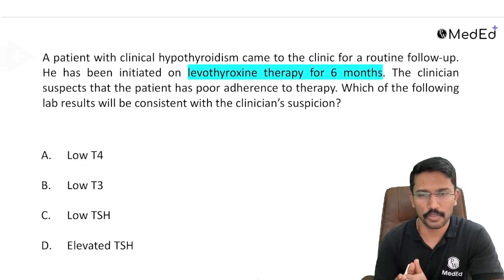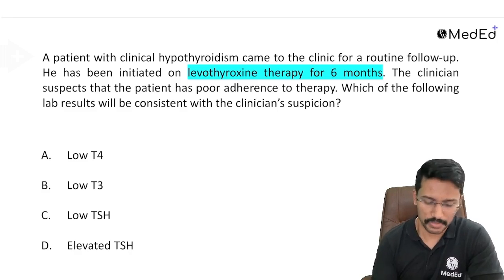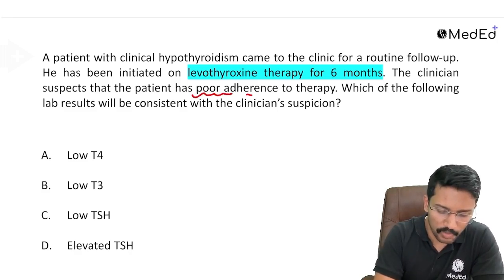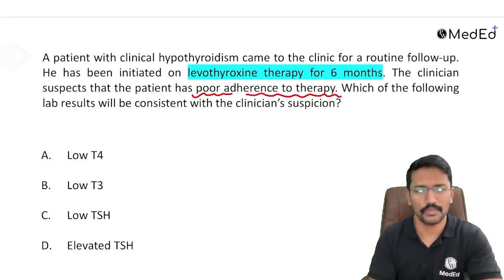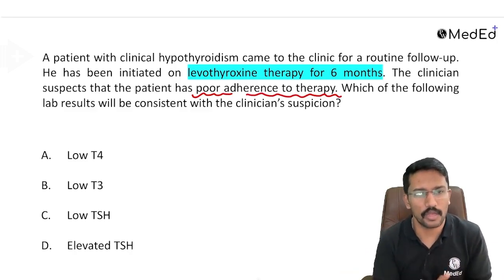Okay, so the patient is hypothyroid and has been on levothyroxine therapy for 6 months. What is the clinician's suspicion? He is thinking that the patient may not be taking the medication. So the question is very simple, right? How would you assess the response once you start them on the hormone replacement?